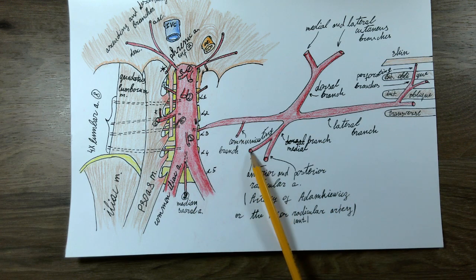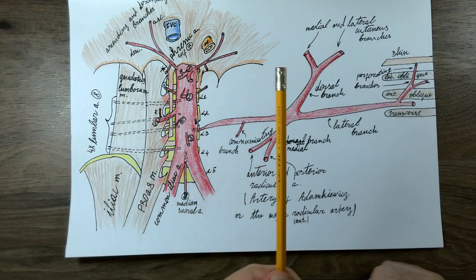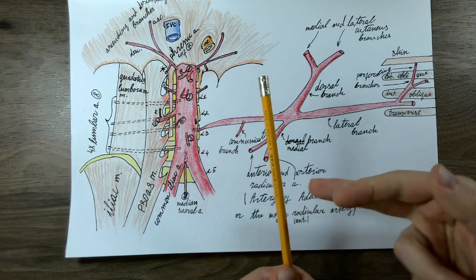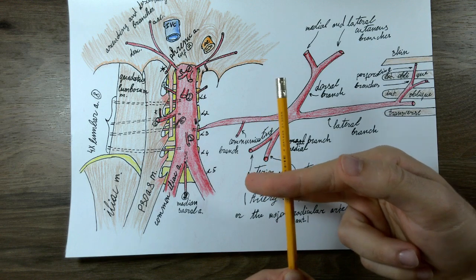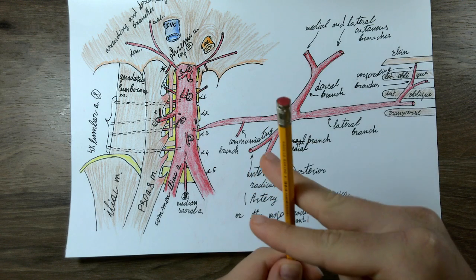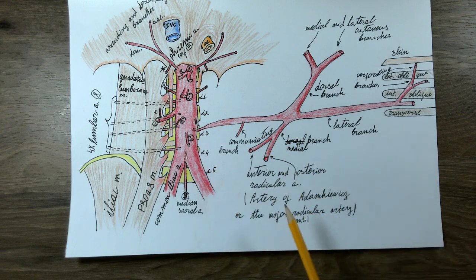And it splits into arteries, which are called the radicular arteries. Let's say the pencil is the spinal cord: they would go through the intervertebral foramens and would loop around the spinal cord like that, behind and in front. That's the anterior and posterior radicular arteries. And they're quite important, especially for the lower segments.